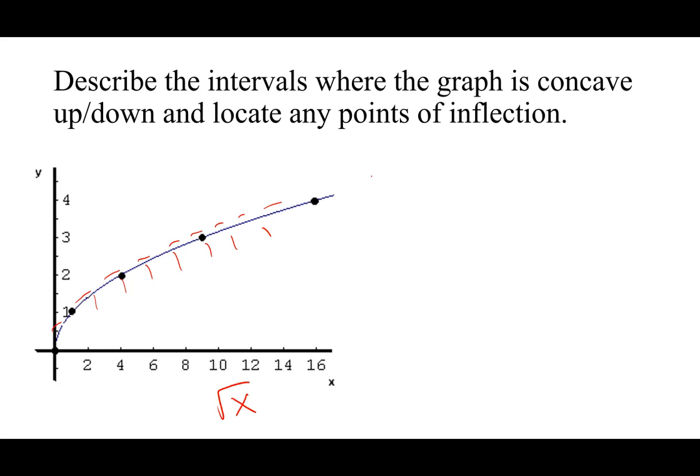So it's safe to say that this graph is concave down the entire time because of the fact that you can only take the square root of positive numbers. The graph only starts at 0 and then goes all the way to the right. So this graph is concave down from 0 to infinity. And again, there are no points of inflection because there's no change in concavity anywhere on the graph.